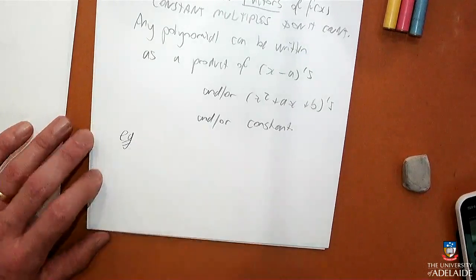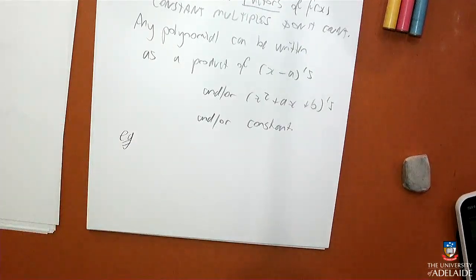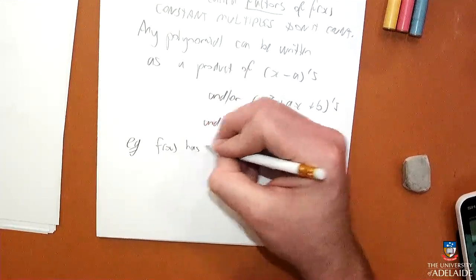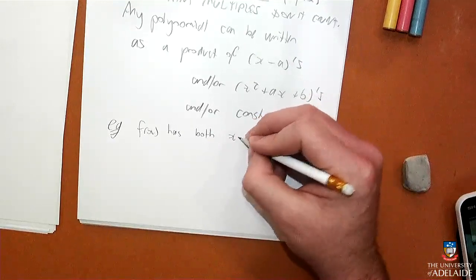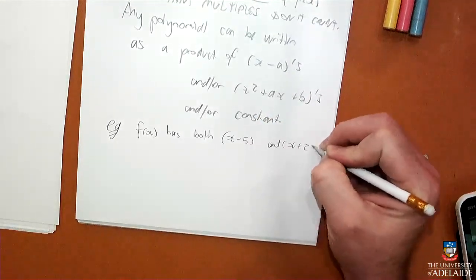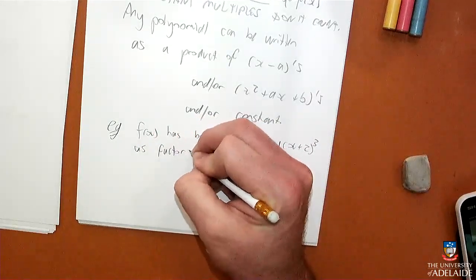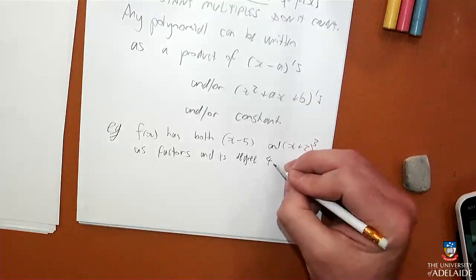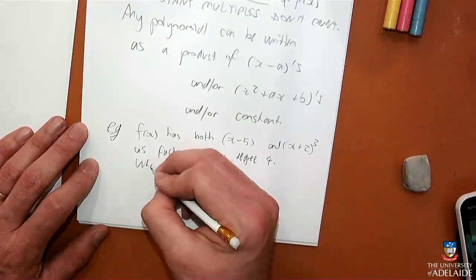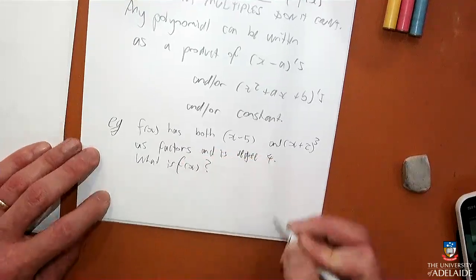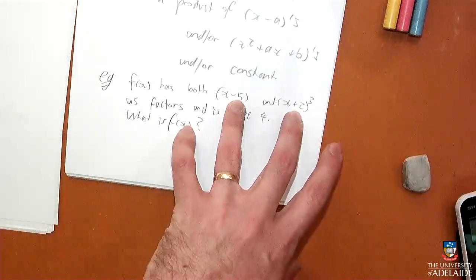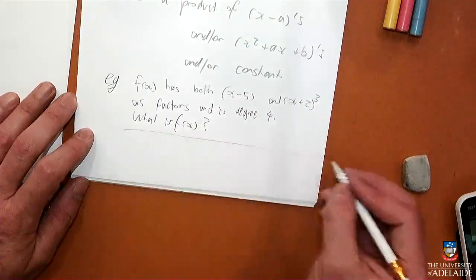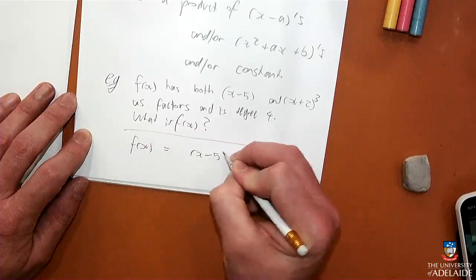So if I had an example, and I said f of x has both x minus 5 and x plus 2 cubed as factors, and is of degree 4, what is f of x? Well, then we know we have to have both of these pieces multiplied together, and that's already going to be degree 4 because it's got 3, and then we'll times by an extra x, and that'll be degree 4. So we know that f of x is going to have to be this.